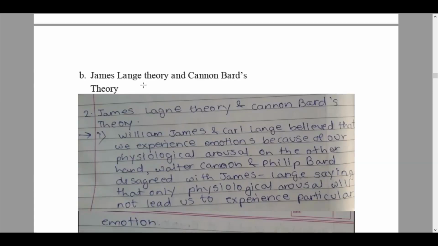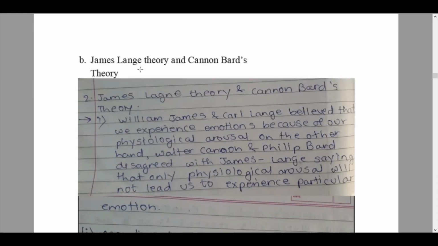Then we move forward to our part B, James-Lange's theory and Cannon-Bard's theory. James-Lange's theory and Cannon-Bard's theory will be compared and contrasted in this answer. William James and Carl Lange believed that we experience emotions because of our physiological arousal. On the other hand, Walter Cannon and Philip Bard disagreed with James-Lange, saying that physiological arousal alone will not lead us to experience a particular emotion.